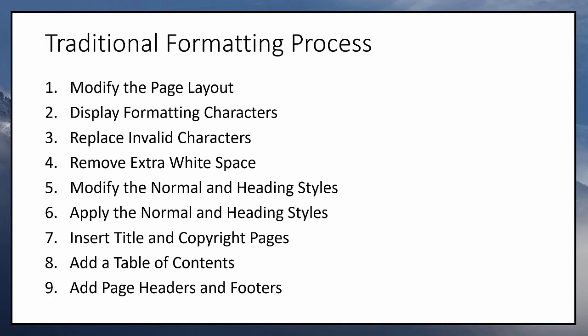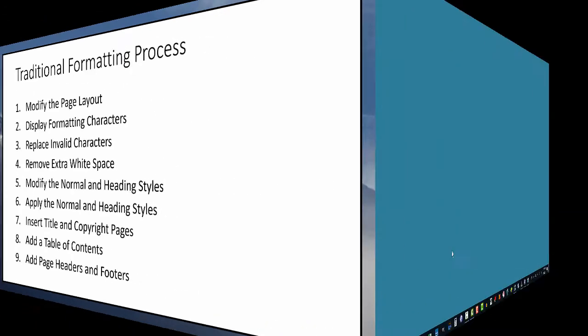Then we'll modify the normal and heading styles and apply those styles to our document. We'll insert a title and copyright page and add a table of contents if we'd like. That's optional. And finally, we'll add page headers and footers to be displayed by our print-on-demand paperback and ignored by the Kindle ebook. So here we go with a demonstration of traditional formatting.